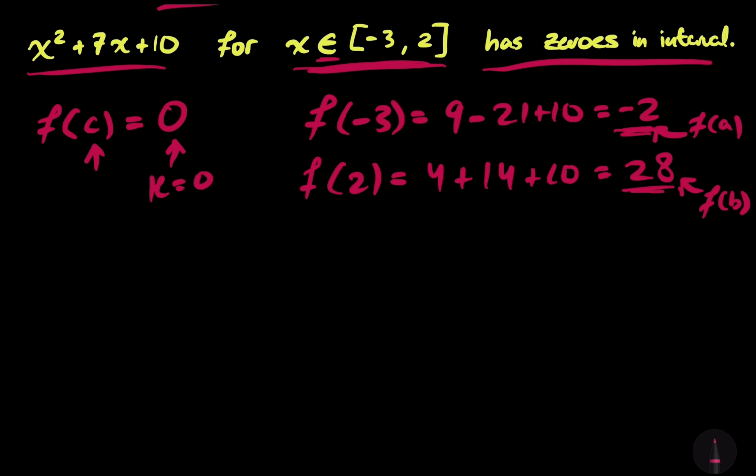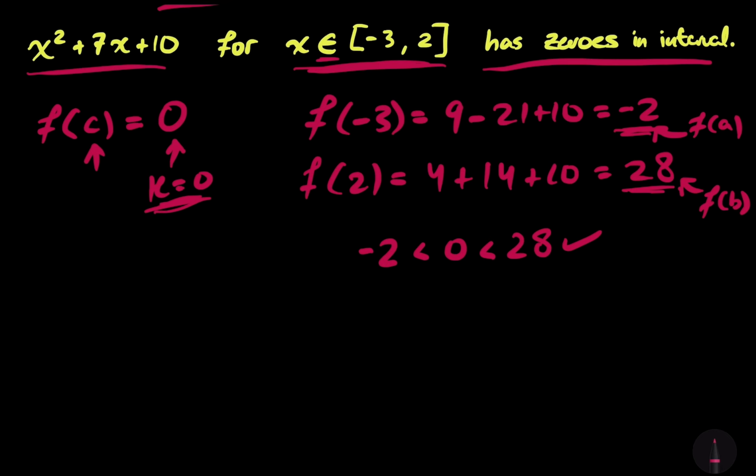And so now that we have our lower bound and our upper bound, we can take a look at our k value. Our k value is k equals 0. And is it contained within the open interval from f of a to f of b? Let's go ahead and verify that. So is 0 strictly greater than -2? And in fact it is. And is it strictly less than 28? And we can also verify that.